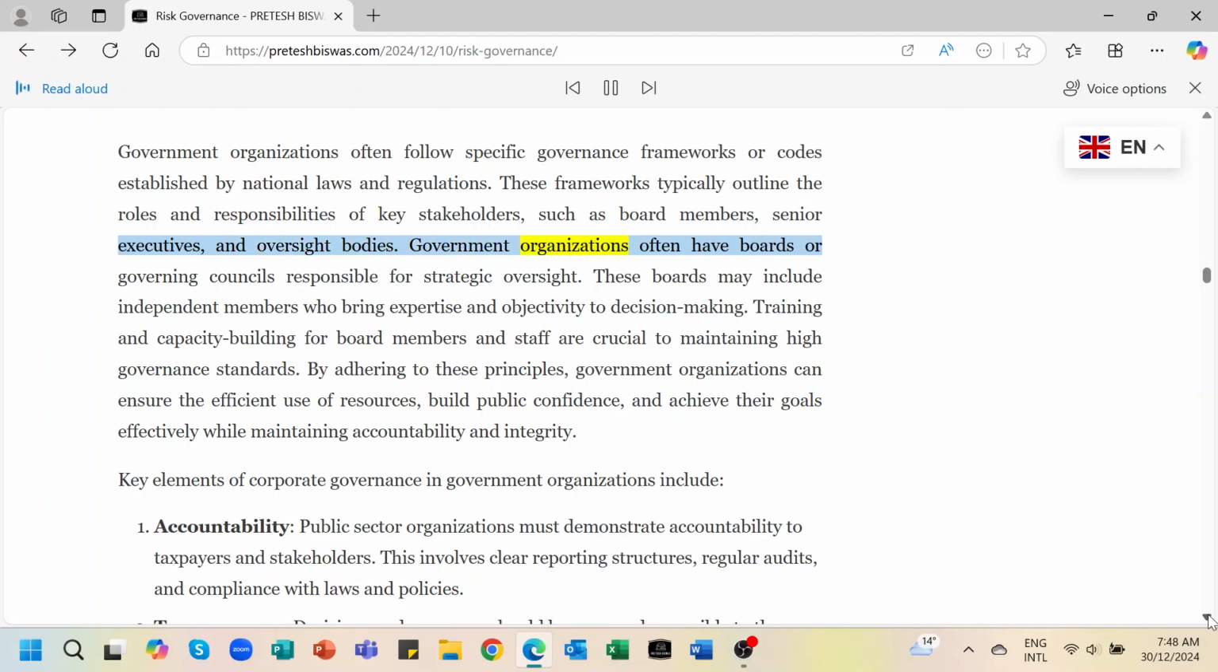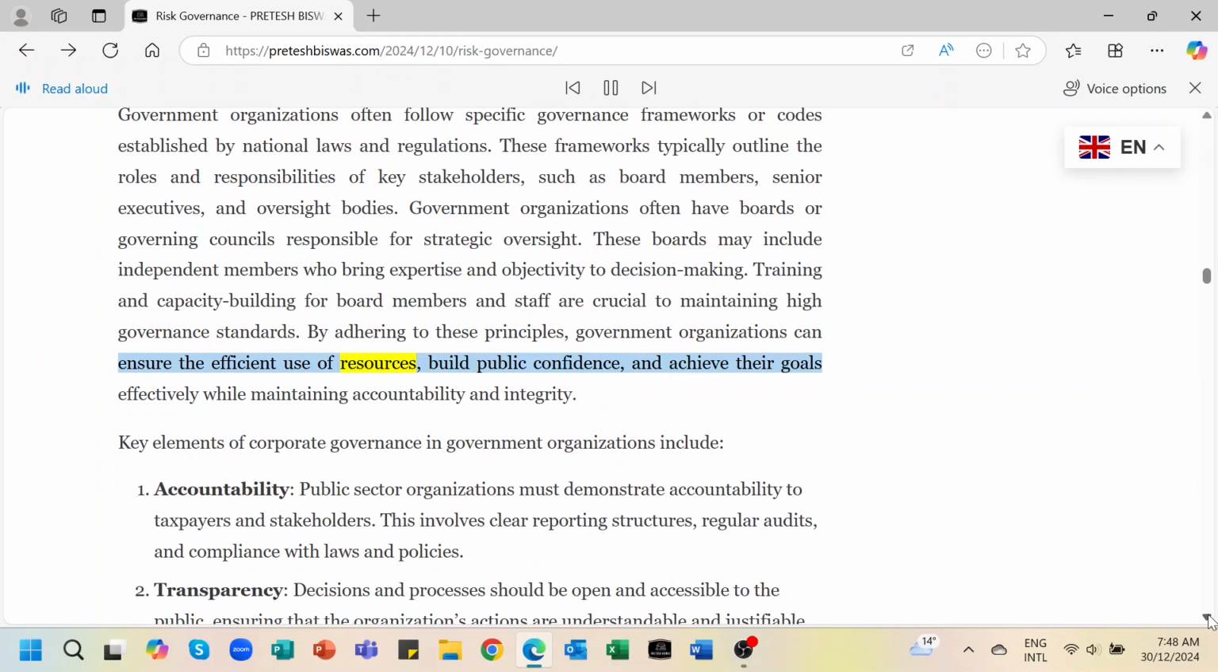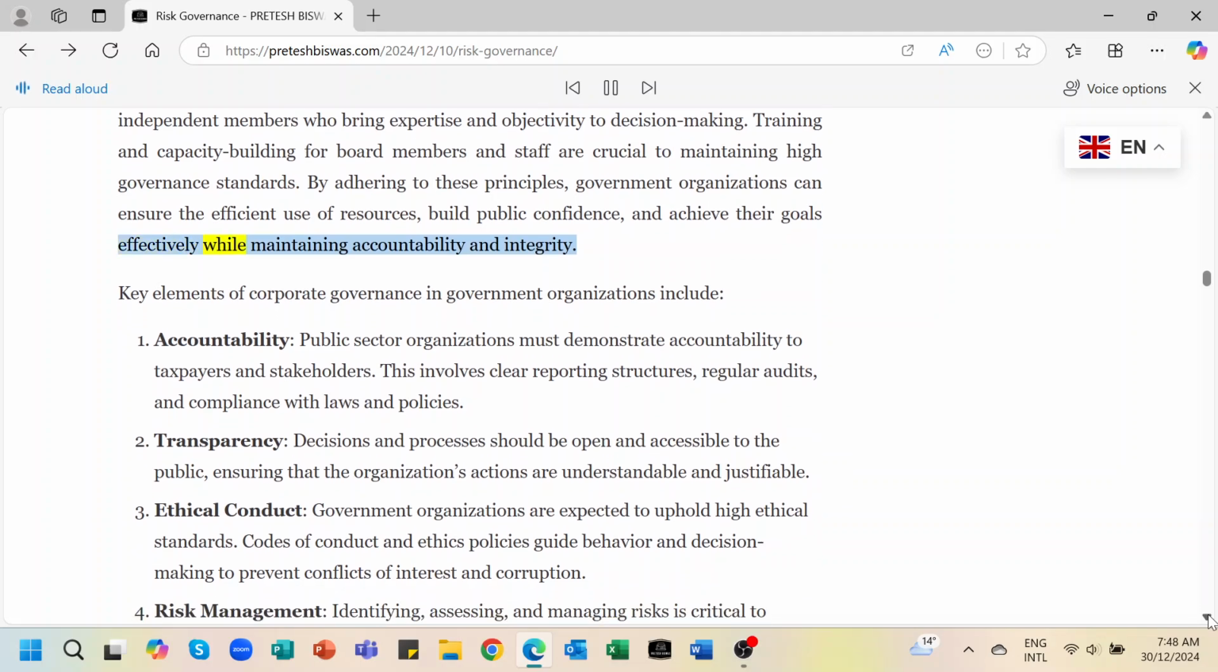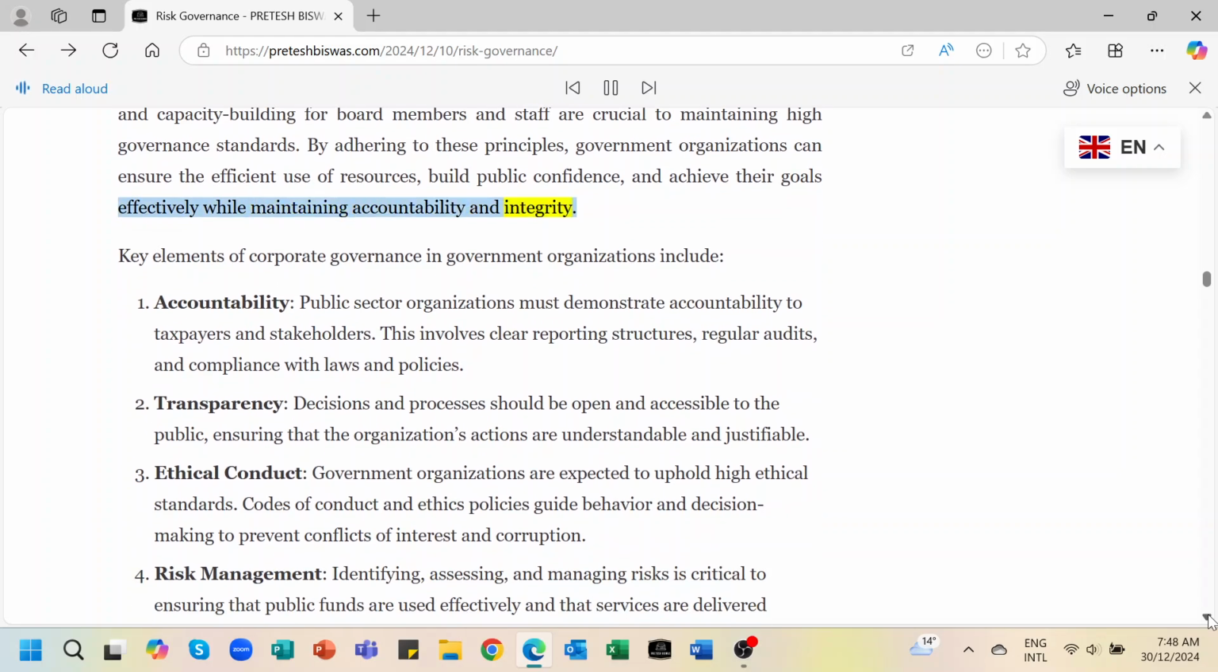Government organizations often have boards or governing councils responsible for strategic oversight. These boards may include independent members who bring expertise and objectivity to decision-making. Training and capacity building for board members and staff are crucial to maintaining high governance standards. By adhering to these principles, government organizations can ensure the efficient use of resources, build public confidence, and achieve their goals effectively while maintaining accountability and integrity.